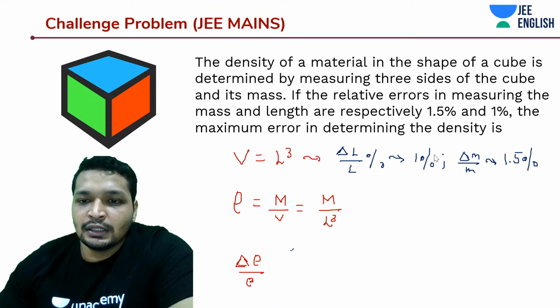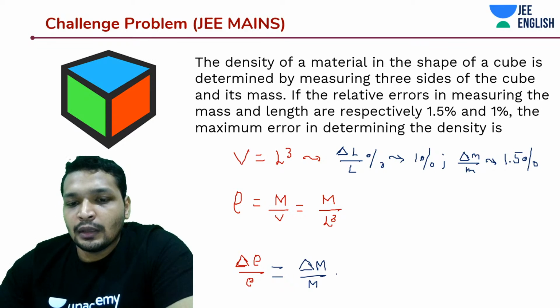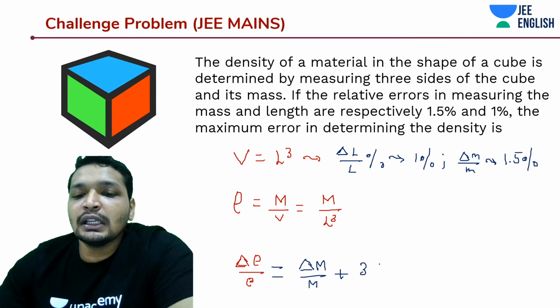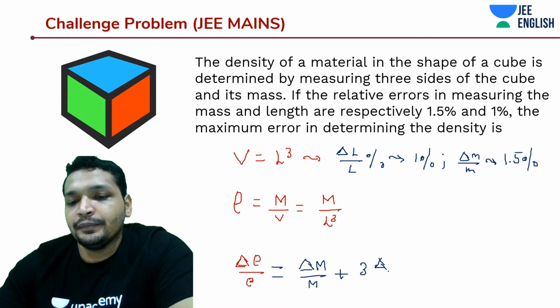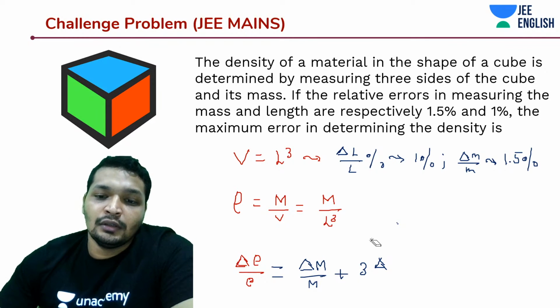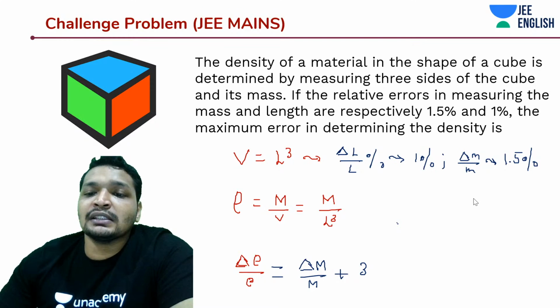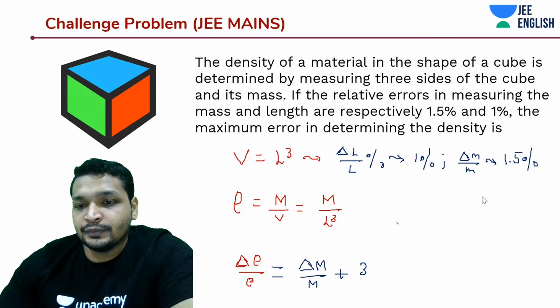This is going to be delta M by M plus 3 into delta L by L. Not one times, but thrice, guys. 3 times, the error can be as maximum as this. Right?